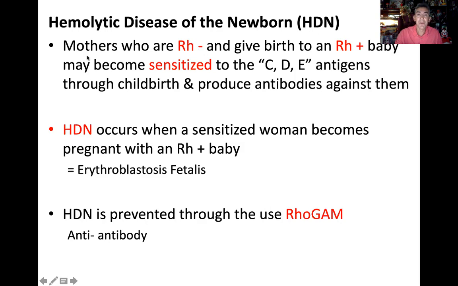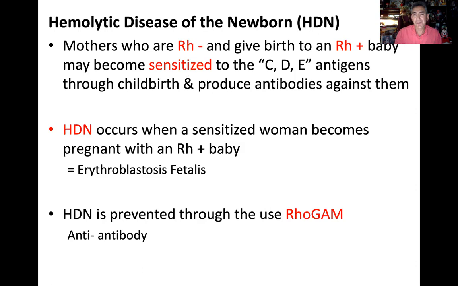So the mother may be sensitized to the C, D, or E antigens, to the Rh antigens, and mom will produce antibodies against them. So literally, mom starts to produce antibodies to destroy the blood of the baby, right? So you can kind of see how potential problems can develop there, right? Luckily, this happens towards the end of the pregnancy, right? You can imagine during labor, the placental barrier, there may be some mixing of blood, some tears, things like that.